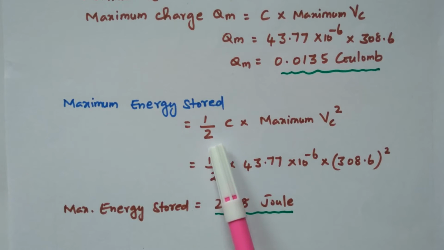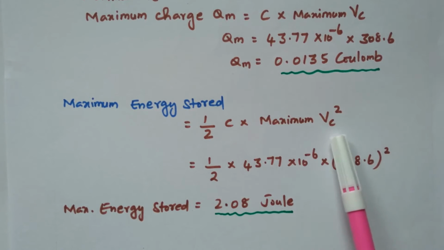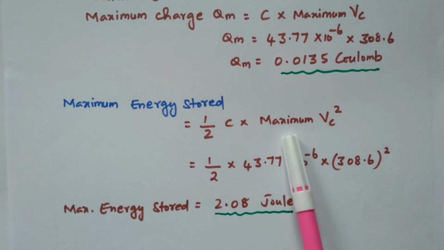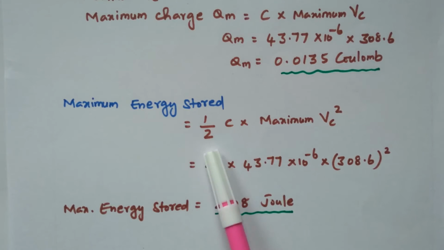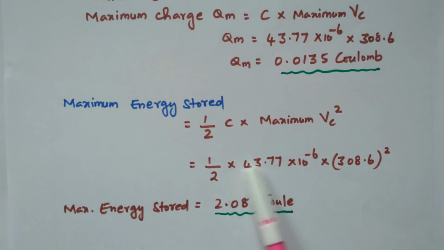Now we will go to the energy stored. The energy stored is half C into maximum Vc squared, half CV², and here we are using the maximum voltage. So half into the C value, 43.77 × 10⁻⁶, into the maximum Vc squared, which we just calculated as 308.6. By simplifying, we got 2.08 joule. So we calculated all the parameters. In this video, we discussed the solved problem based on the RC circuit, part 1. Thank you.